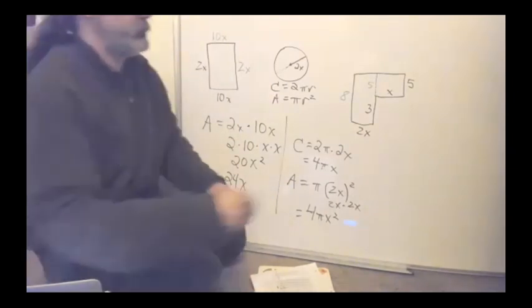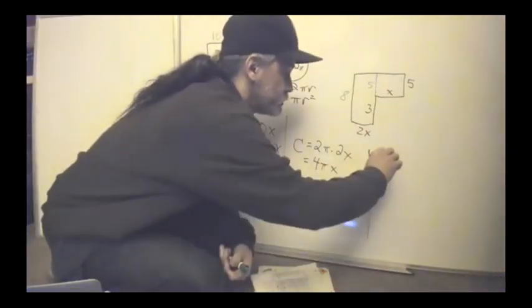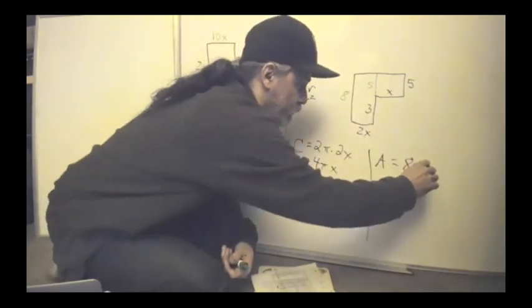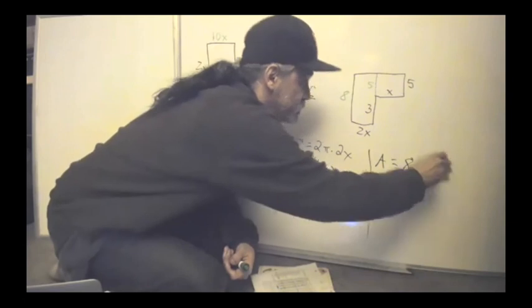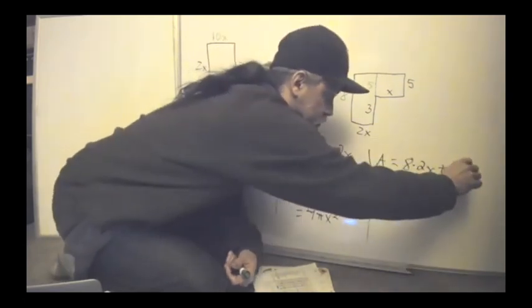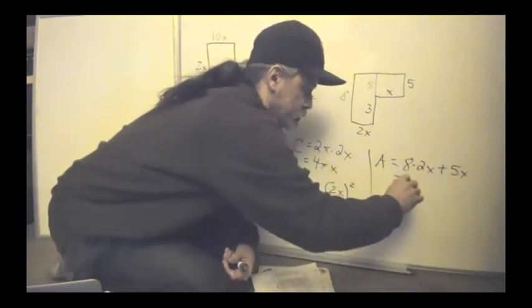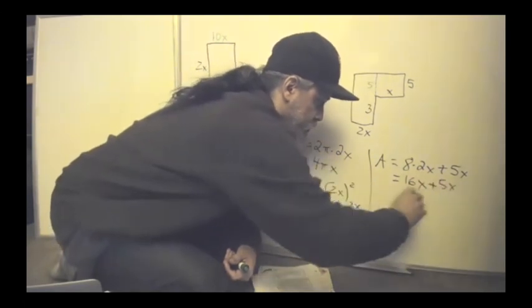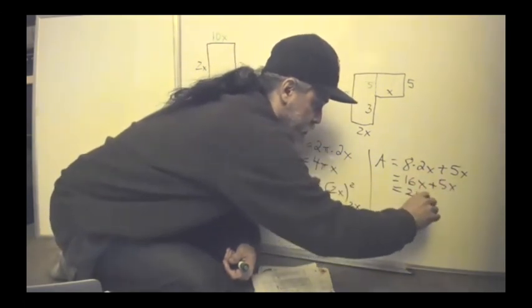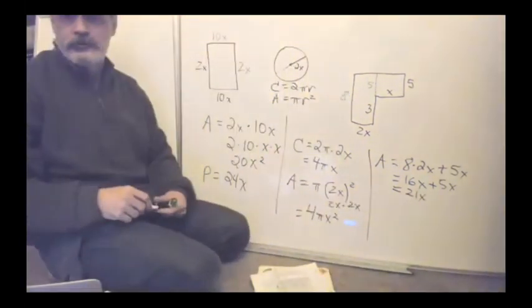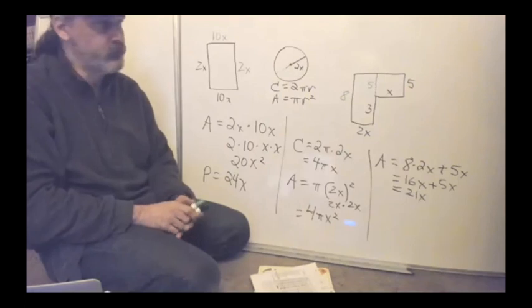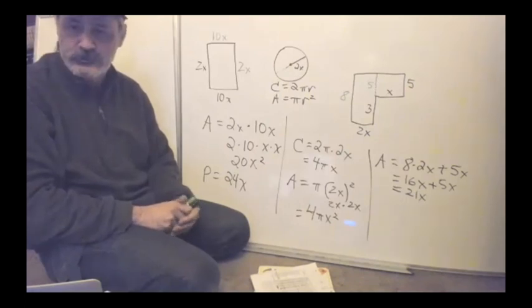Okay, so now we can get the area. Okay, so the area would be the 8 times 2x plus the 5 times x, which is going to become 16x plus 5x, which is 21x. So we had to interpret the dimensions a little bit for this one.